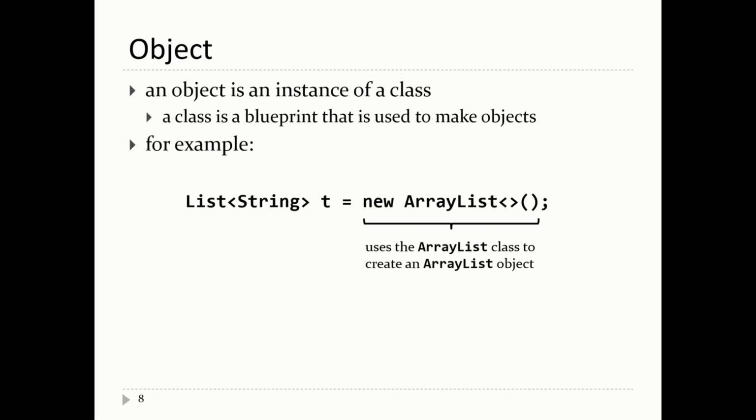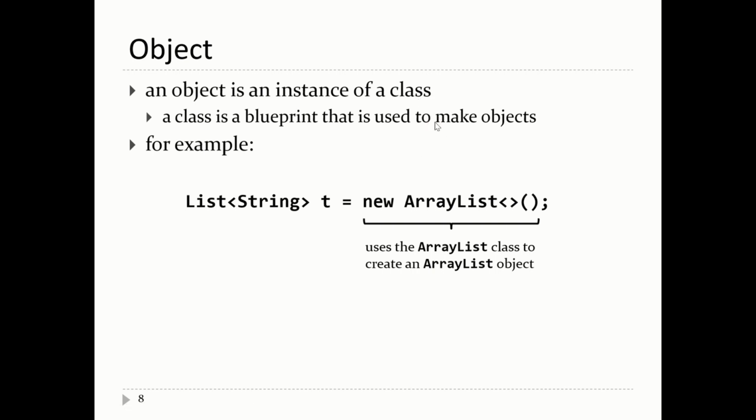An object is just an instance of a class. So the number 1 is an instance of an int. The string hello would be an instance of the string class. And the list with the element 1 in it would be an instance of an array list class, for example. The way you make an object is you take the class.